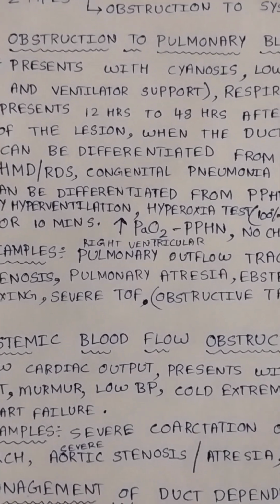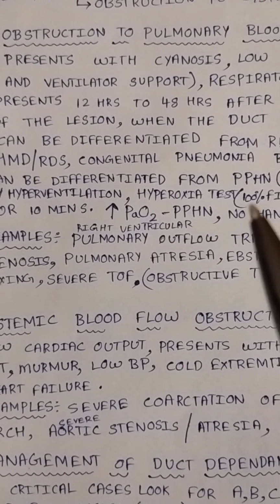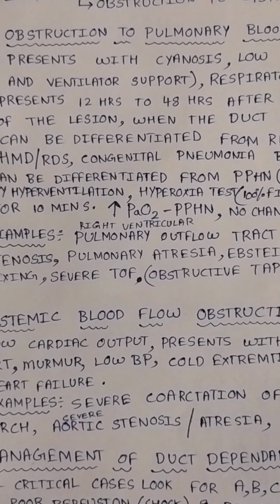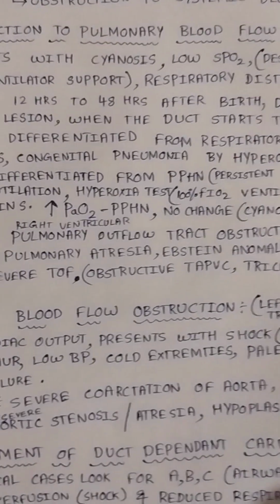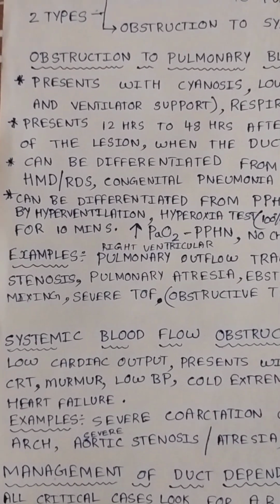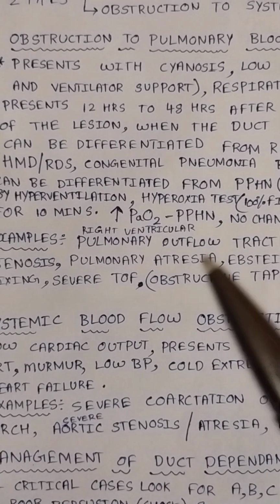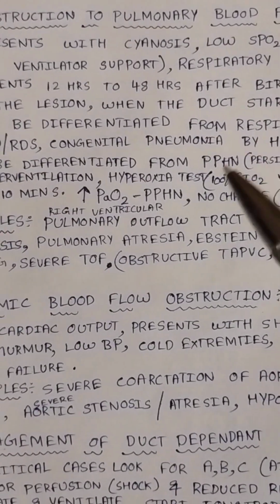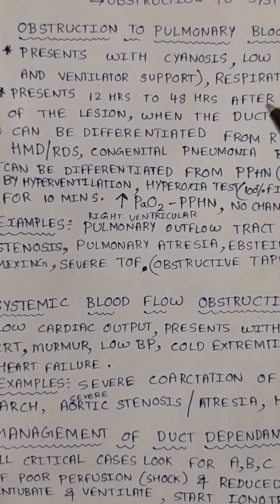So you ruled out the pulmonary parenchymal lesions with the hyperoxia test, which is giving 100% FiO2 for 10 to 15 minutes, and also if PaO2 does not increase in ABG. Now we should differentiate pulmonary arterial lesions like persistent pulmonary hypertension of the newborn from cyanotic heart disease, that is, obstruction to pulmonary blood flow.